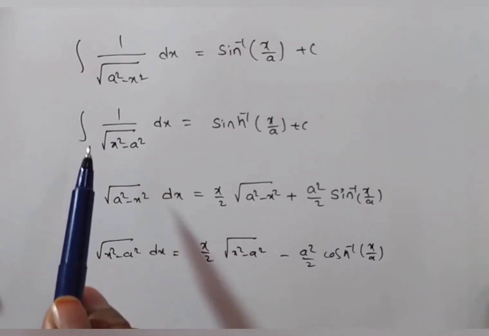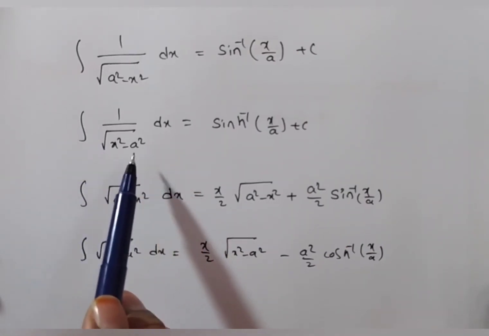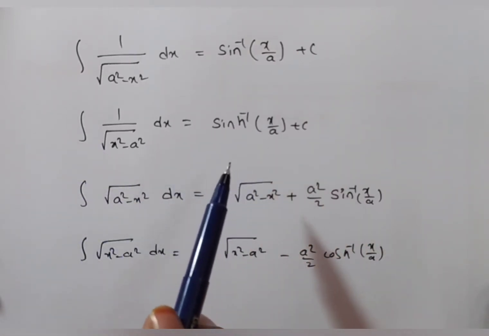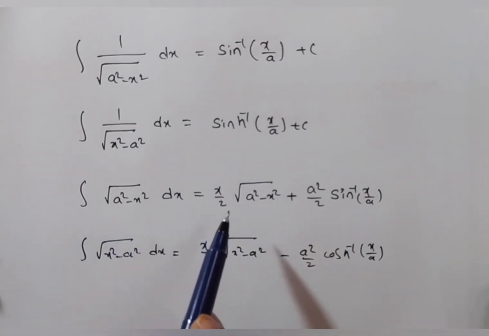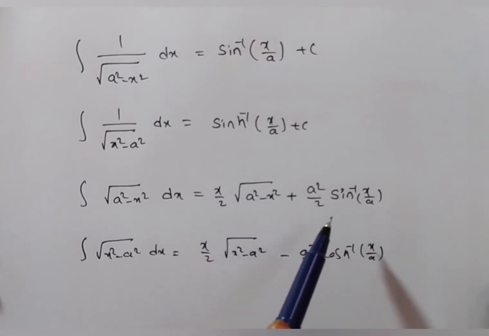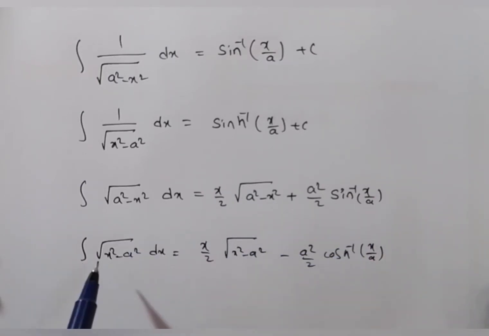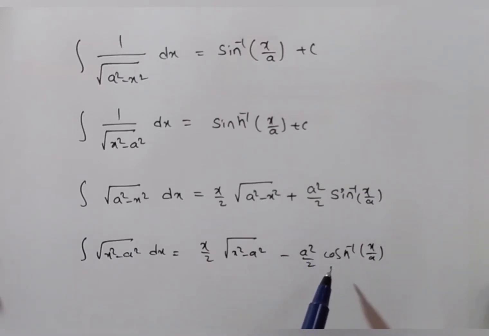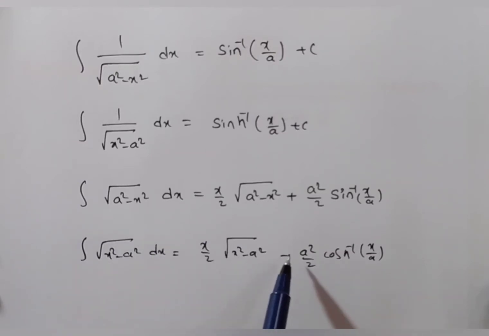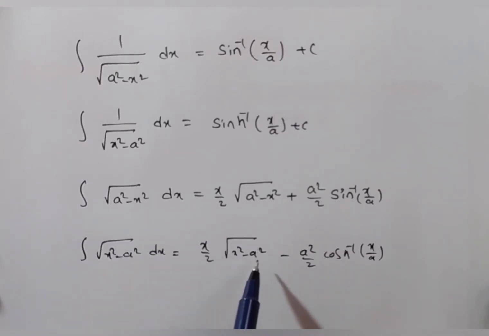Next, the integral of 1 by root of x square minus a square is cos h inverse x by a. Next, the integral of square root of a square minus x square dx is x by 2 square root of a square minus x square plus a square by 2 sin inverse x by a. If it is x square minus a square, then you will have a minus sign, and in place of sin inverse you will have cos h inverse x by a. Suppose you have a plus, then you will have x by 2 square root of x square plus a square plus a square by 2 sin h inverse x by a. So these are the formulas we have to remember to solve the above problem.